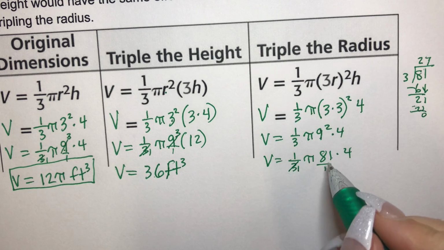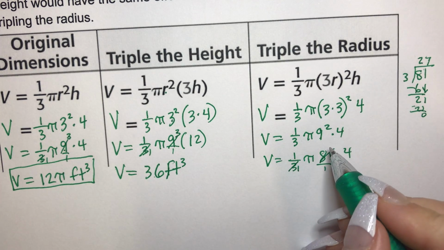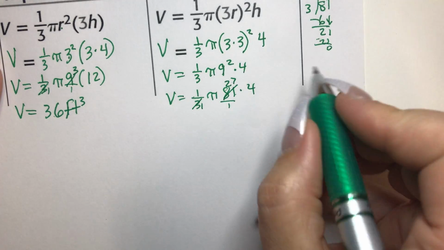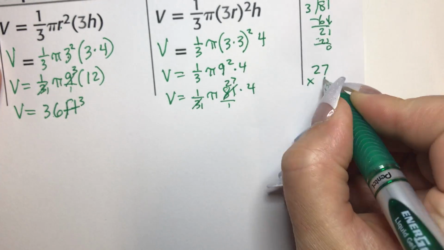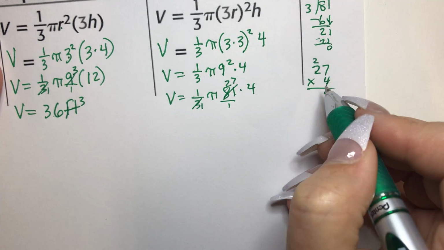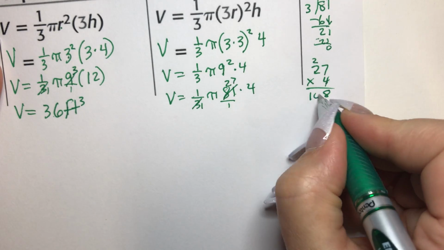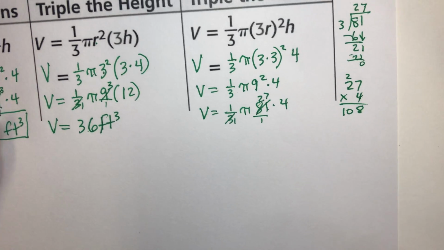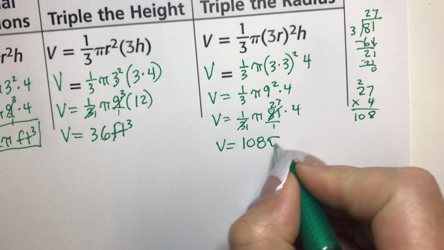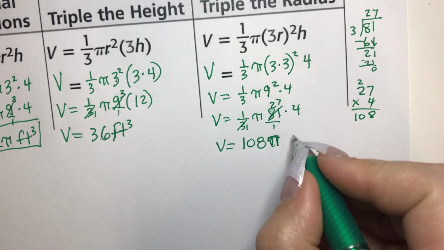So 3 goes into 3 one time. 3 goes into 81 27 times, and then we basically have 27 times 4, which I don't know what that is either. 27 times 4. 4 times 7 is 28, right? The 8 carry the 2. 4 times 2 is 8 plus 2 is 10. So 108 pi. Okay, so feet cubed.